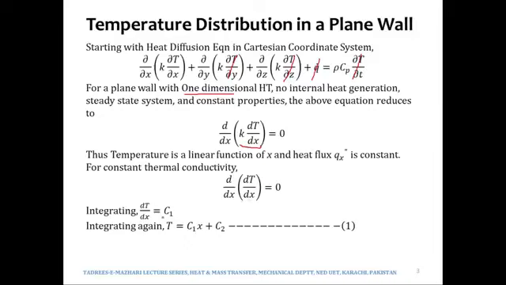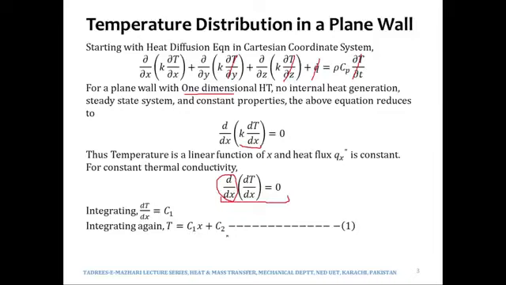And now if we integrate this equation, the first integral will remove this differential sign, right? So we will be left with dT by dx on the left hand side and the integral of 0 would be a constant. And if we then integrate it again with respect to x, the integral of dT by dx would be T, just like the integral of dy by dx is y. The integral of c1 would be c1x, and then there would be another constant c2. So T is c1x plus c2.